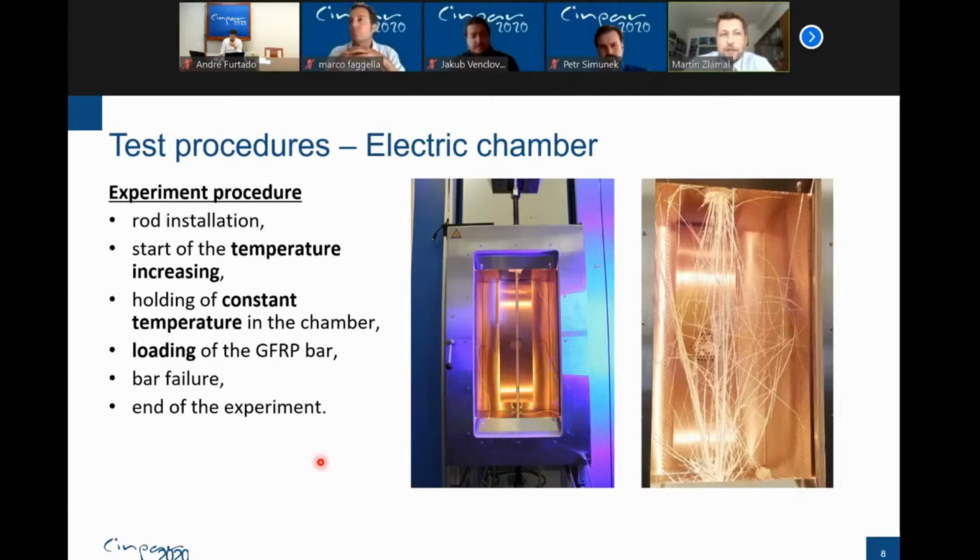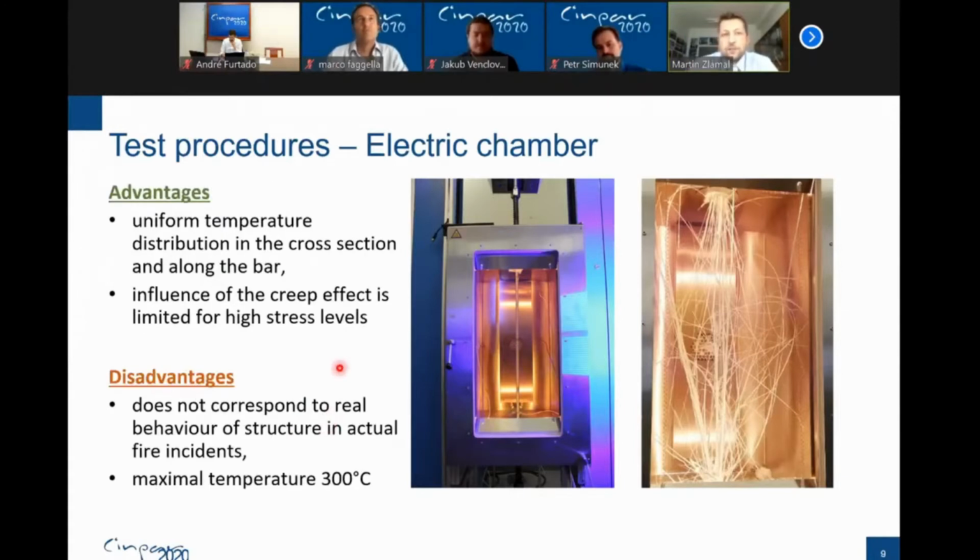Then we start with the temperature increasing in the chamber, and we hold the constant temperature in the chamber according to the required level of temperature. After the stabilization of the temperature in the chamber, we start with the loading of the bar. It will take approximately 4 to 6 minutes to rupture the bar. And on the right picture, you may see the rupturing of the bar in the chamber.